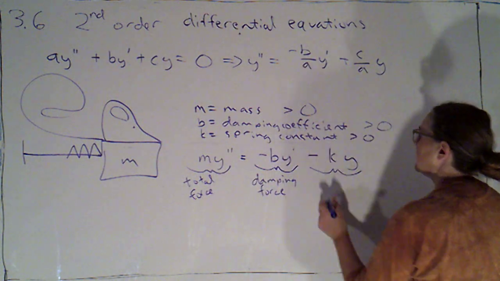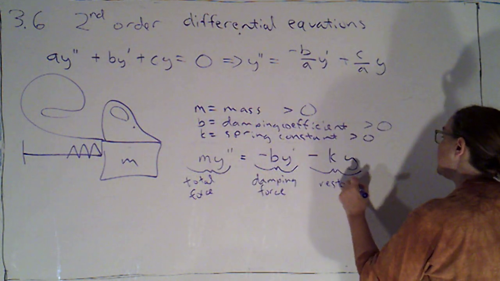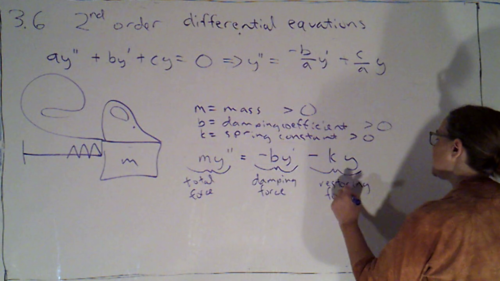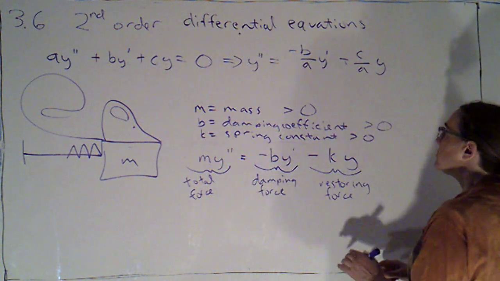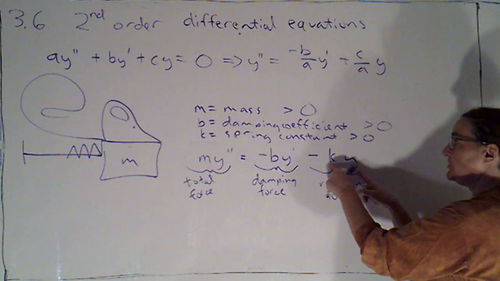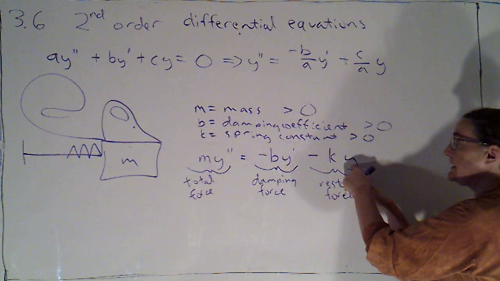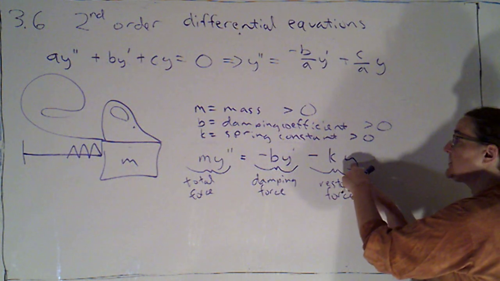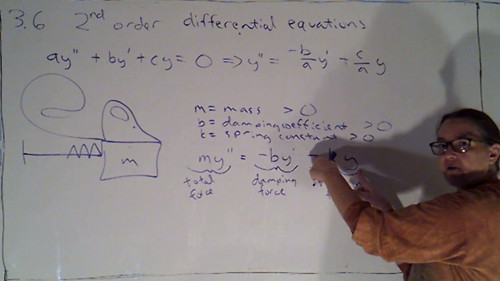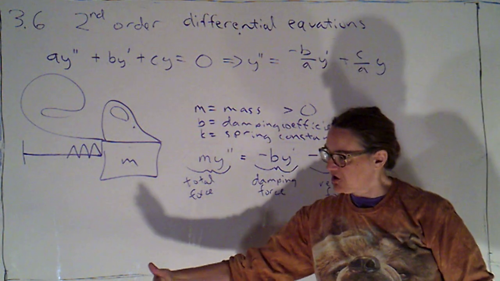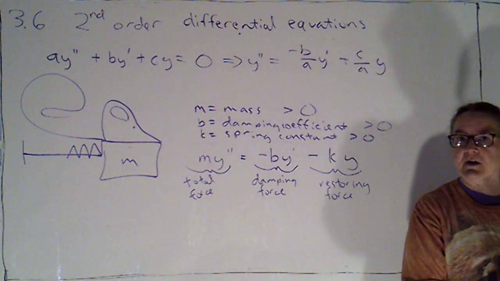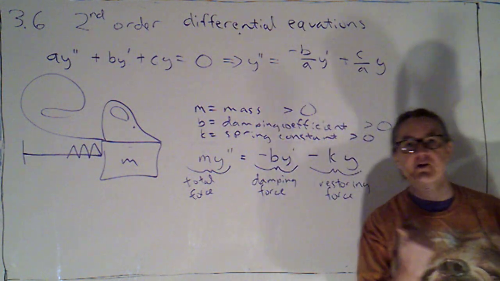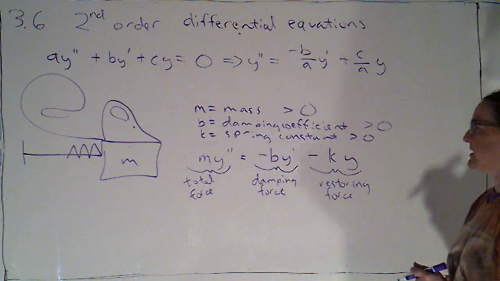And this is what we're going to call our restoring force. That's just the spring wanting to get back to rest position. So that's proportional to the signed distance that it is from its rest position, and it acts in the opposite direction. So if rest position is here, and I'm over here on the positive side of it, the restoring force is wanting to act in the negative direction to bring me back to that rest position.